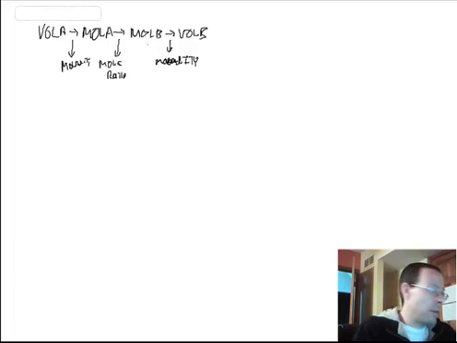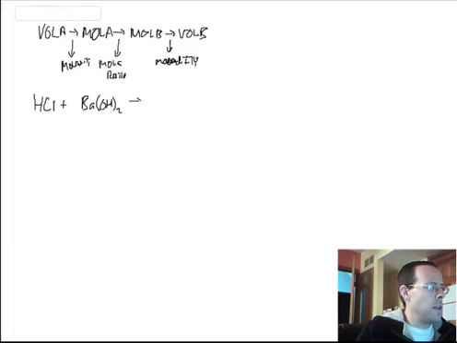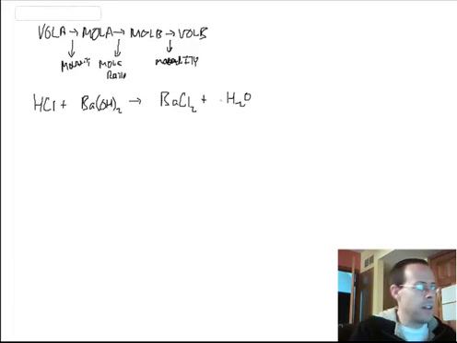Alright, so I'm going to give you an equation, and let's say we're going to react hydrochloric acid with barium hydroxide. And this is going to form barium chloride, and it's also going to form water. You might remember, whenever we mix an acid and a base, we always get a salt and water, and a salt is simply an ionic compound when it comes to chemistry.